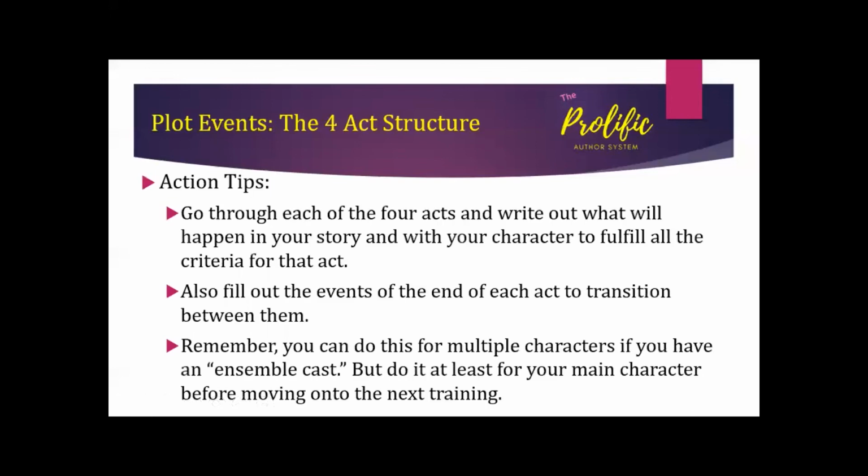Okay, so pretty straightforward. I want you to go through each of these 4 acts and write out what will happen in your story and with your character to fulfill all the criteria for that act. So I've given you pages for this, and just make sure you go through each point and make sure that you hit all of them. Also fill out the events of the end of each act to transition between them. Make sure you do not only what is within Act 1, Act 2, but what the call to adventure will be, what the midpoint will be, and what transformation will be, which you should have already most of that. Remember, you can do this for multiple characters if you have an ensemble cast, but do it for at least one of your main characters before moving on to the next training.